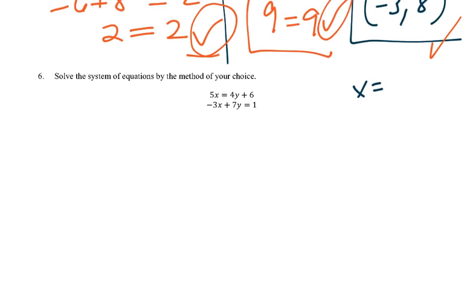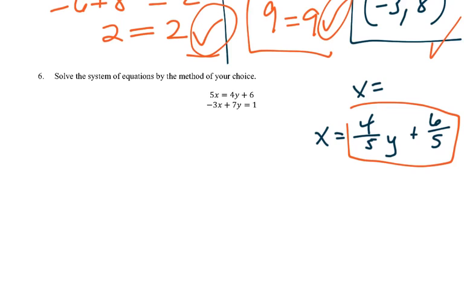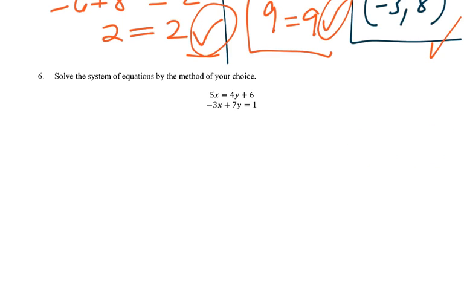But if I divide both sides by 5, I would end up with x equals 4/5 y plus 6/5, which is not a very nice equation due to those fractions. Also, if you think about it, I'd be substituting this fraction into here, and it's not going to cancel nicely. Now, the addition method is likely still going to give us fractions, but it might be a little bit nicer to deal with.